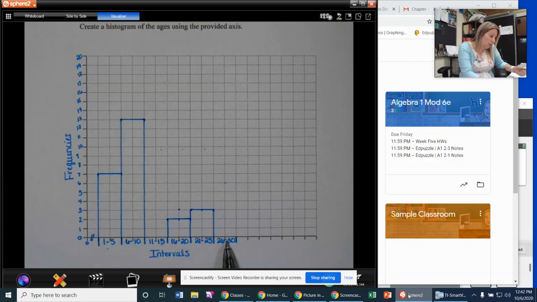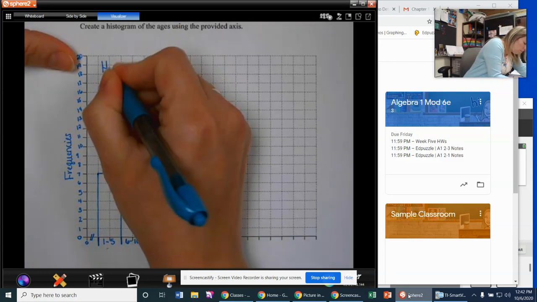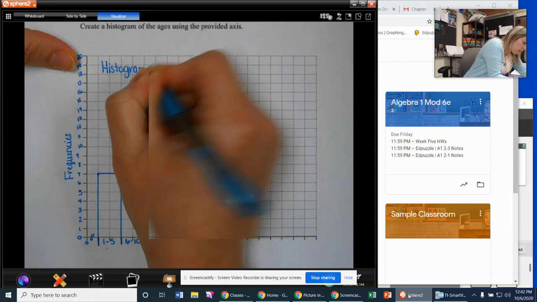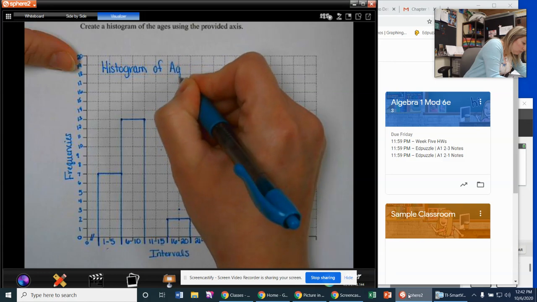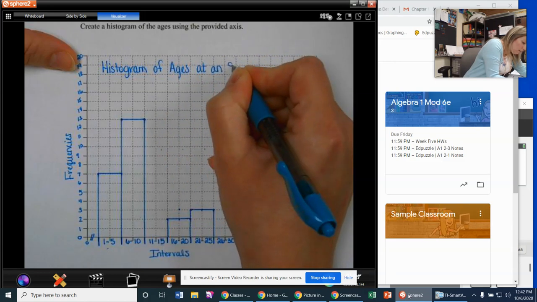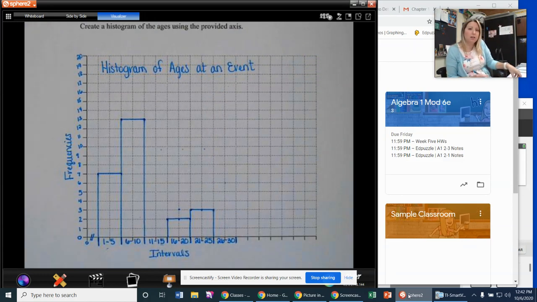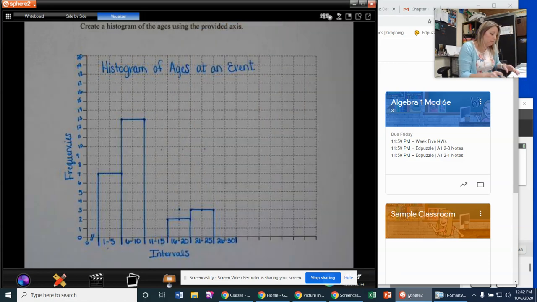Okay, that's cool. And then we title. So histogram of ages at an event. That was the most information I had, so that's as detailed as I can get. This is a histogram of ages at an event.